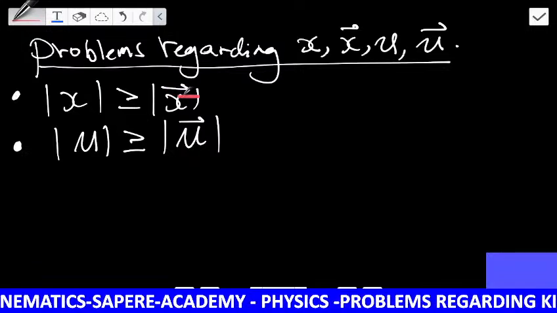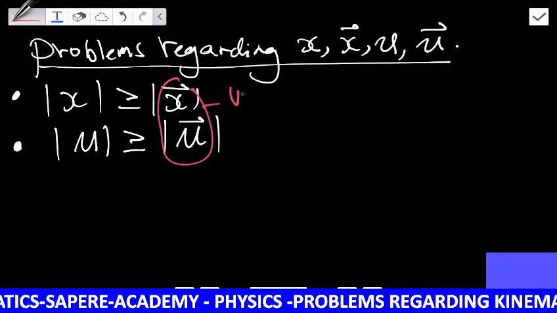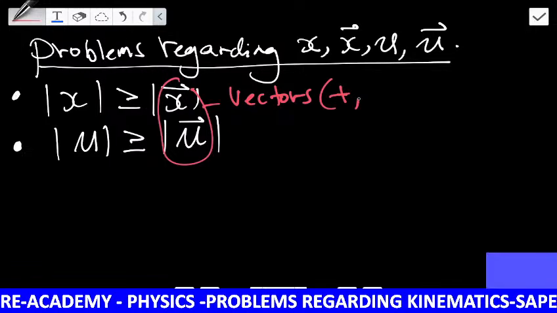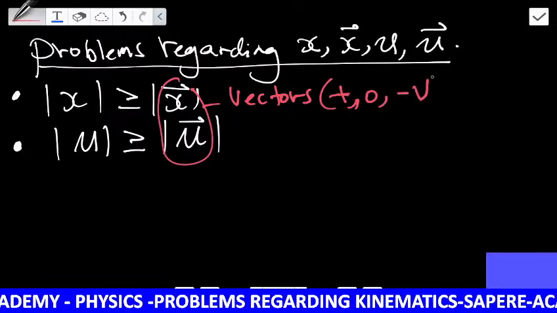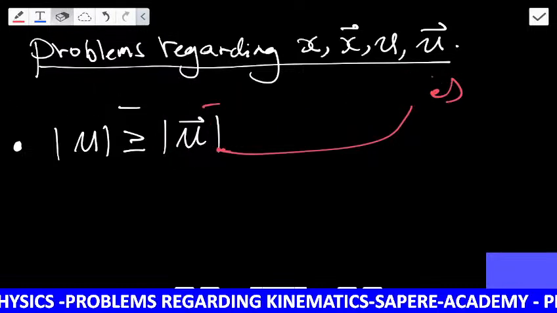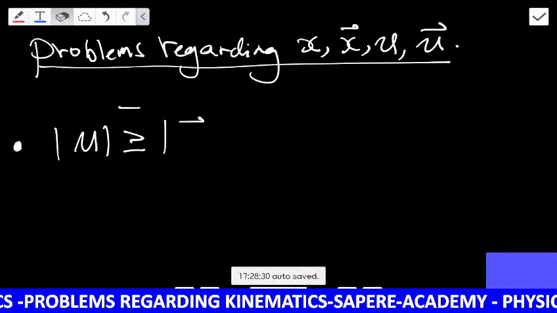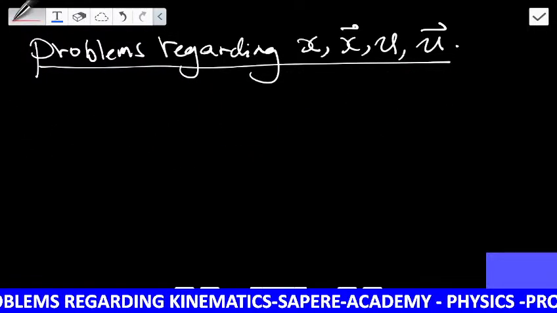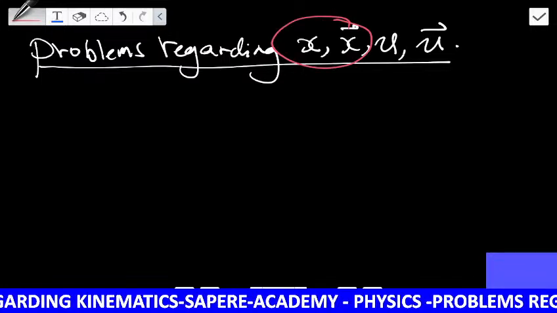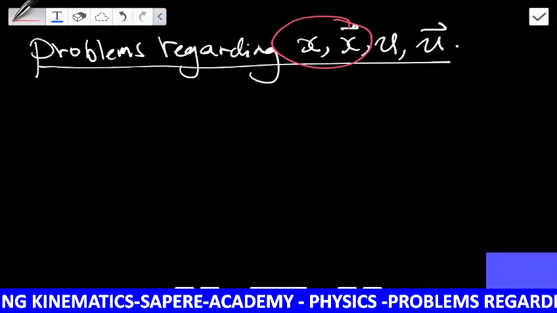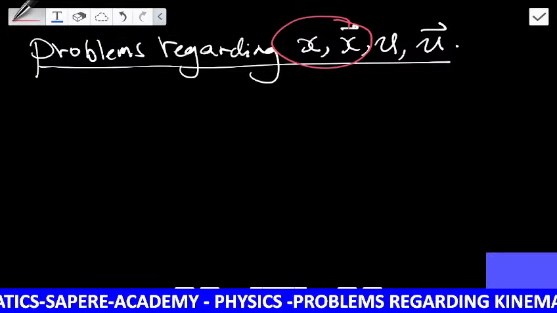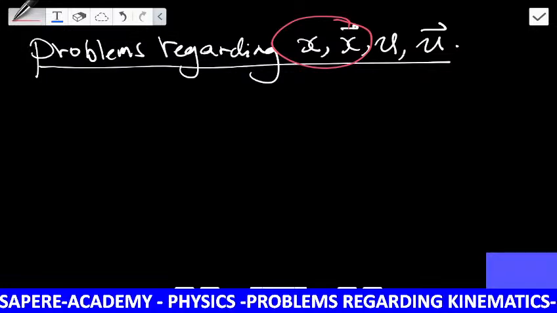The reason for that is that these two are vectors, so they could be positive, they could be zero, or they could be negative. Because they could be negative, this fact is always true. In this regard, let's start with one question that covers very easily the problems we have seen so far, specifically about distance and displacement. I think it would be better, so let's start this question.